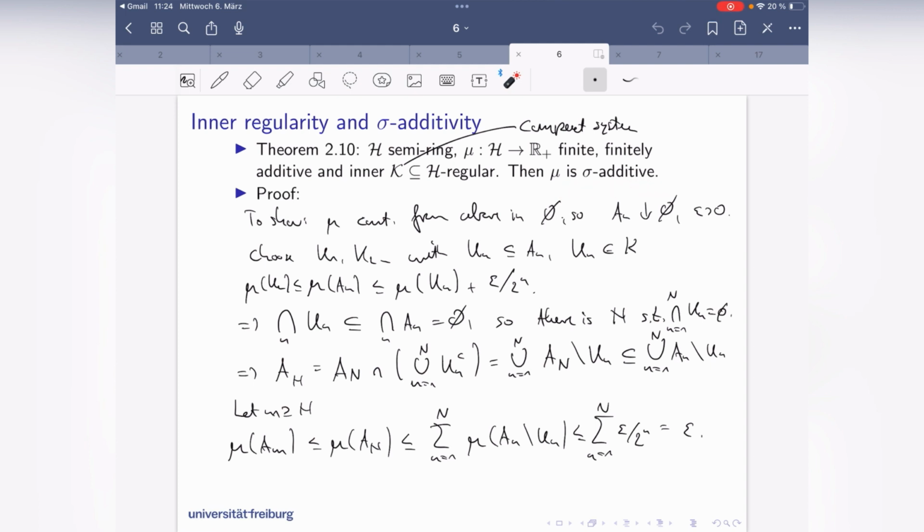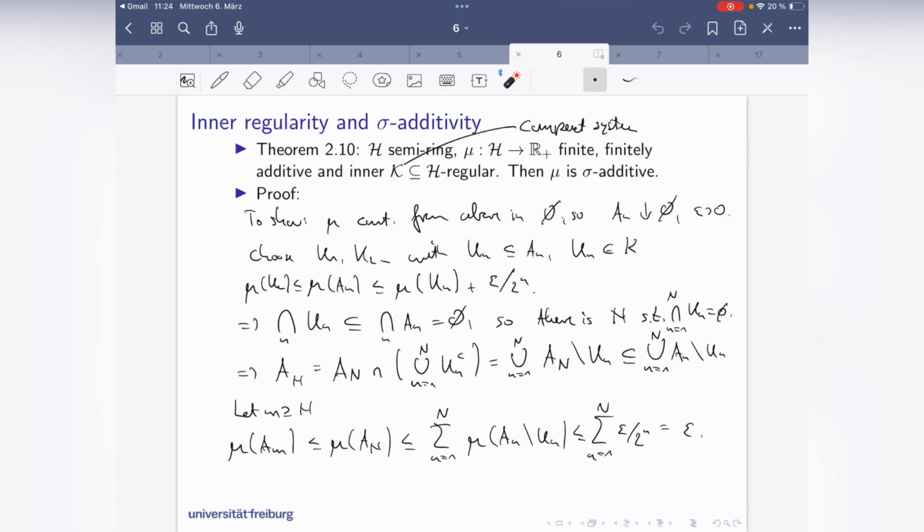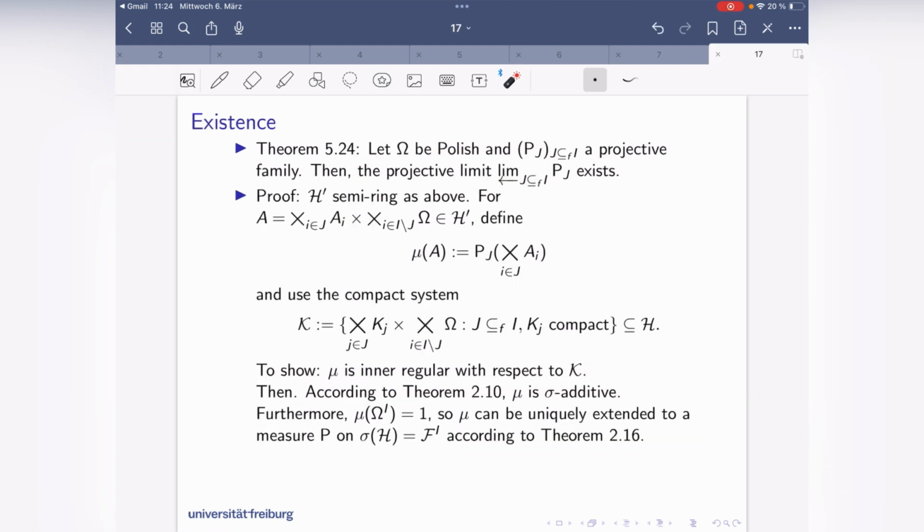What does it need? We have a semi-ring, we have this. Mu is finite, that's true because of the probability measure. Finitely additive, that's true because that's just defined on this semi-ring, and we can easily show finite additivity because the things on the right hand side there are finitely additive. And inner K regular, and K is a compact system, then it's sigma additive. So we need to see that the mu we defined here is inner regular with respect to a compact system.